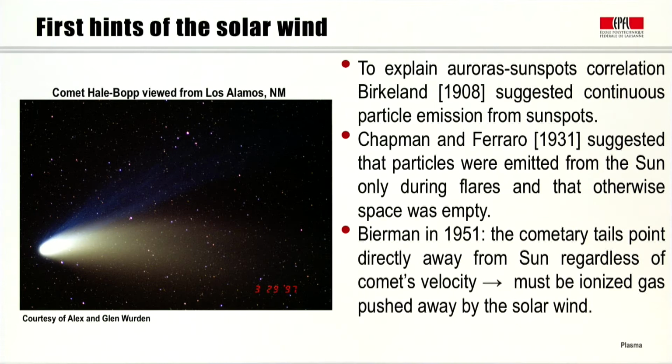The white tail is a dust tail driven by light pressure, and it points away from the Sun. The blue tail, instead, is an ion tail which is driven by the solar wind. It is not radial with respect to the Sun, as the comet has about 1/10 of the speed of the solar wind.